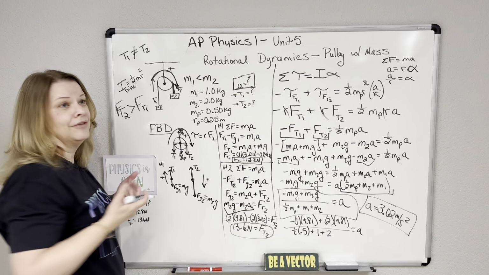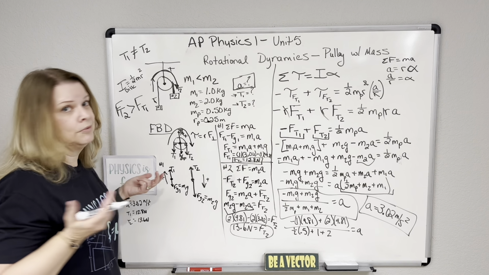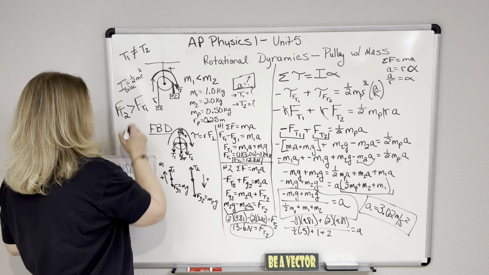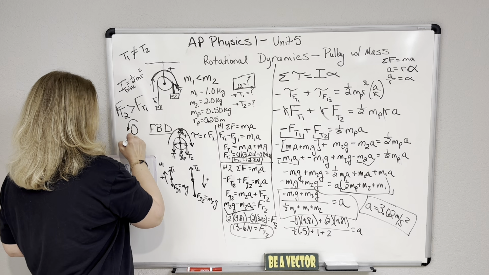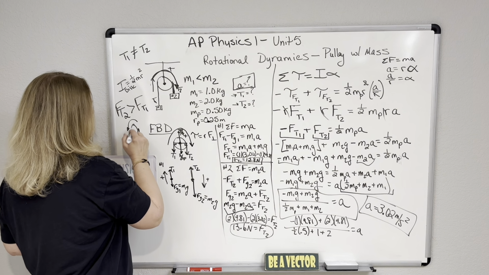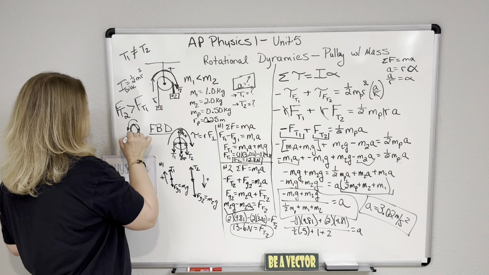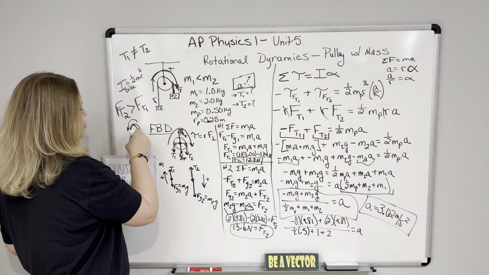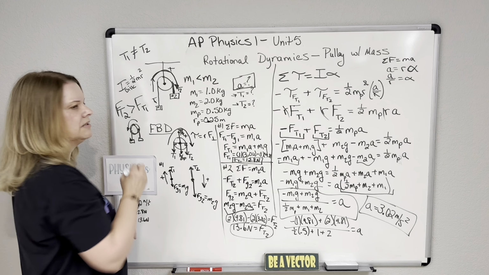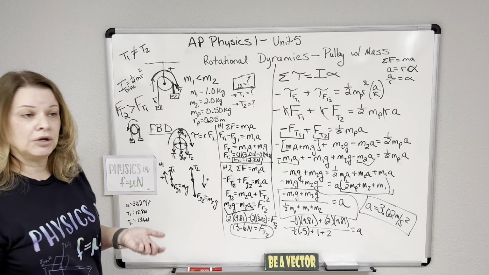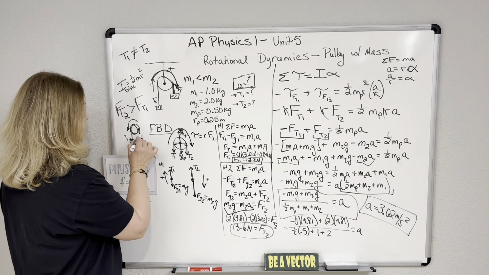So if it was going in the other direction, then T1 would be greater, because if it was moving this way, then T1 would actually be moving the pulley and this block. So in that instance, if it's moving the other direction, T1 would be greater if this was T1 and this is T2.